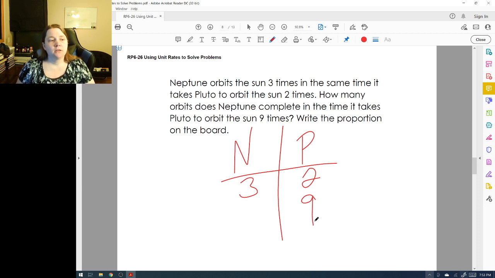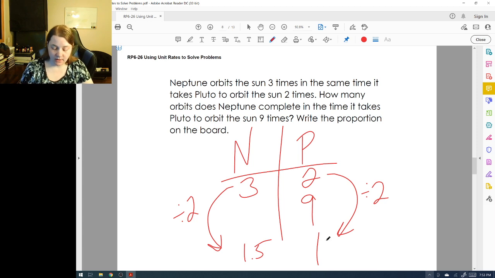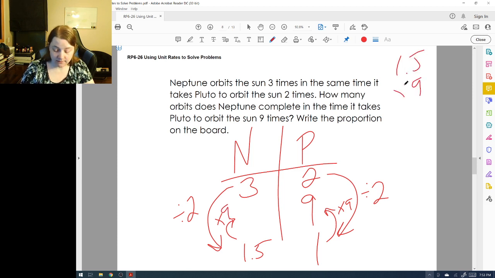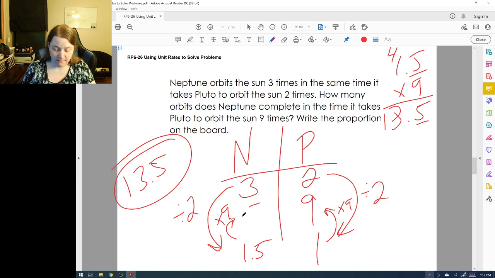So to get this, it would probably make sense to get down to a unit rate. So I'm going to divide 2 by 2 to get 1, and I'm going to divide 3 by 2 to get 1.5. 1 times 9 is 9. 1.5 times 9. 9 times 5 is 45, so that would be 13.5. So there would be 13.5 orbits for Neptune.